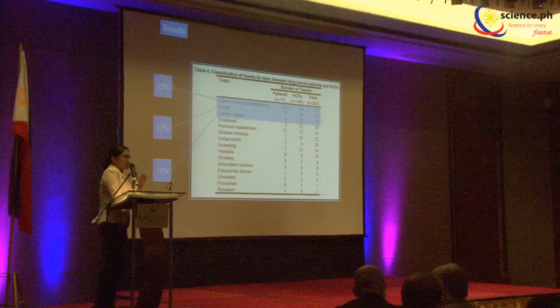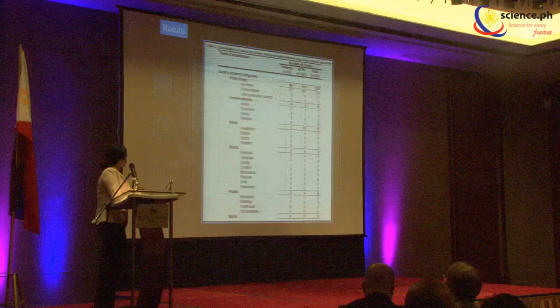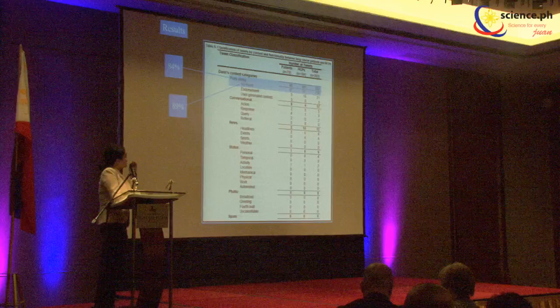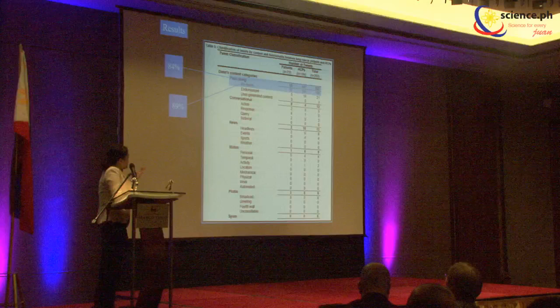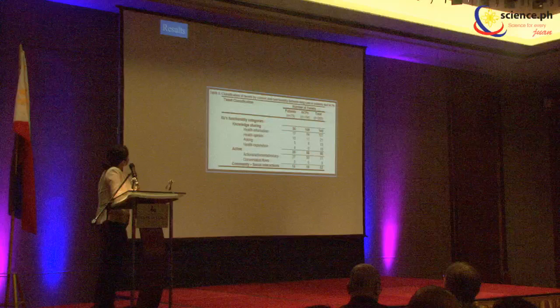And then for functionality, for the content categories, the most common is still retweet. 84% of the tweets were passed along, and 89% of which were actually retweets. Other categories that were common were conversational and news. And for content and functionality, Twitter was most commonly used for sharing knowledge, especially health information. Others would be asking for health opinion and advocacy.